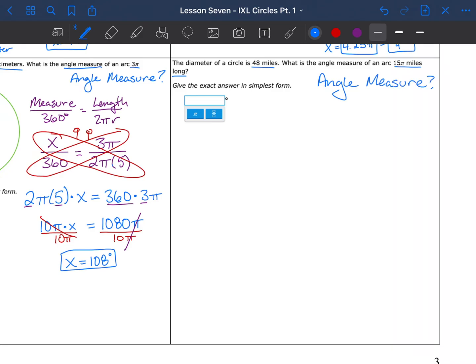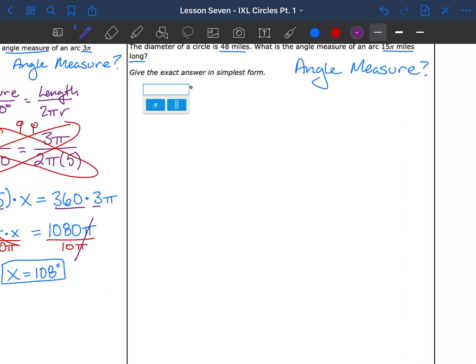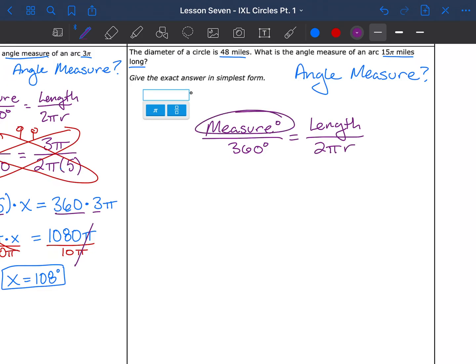Here, this one, we're not given a picture or diagram. That's okay. We know that it's part over whole, and we know that it's measure over 360, right? The part of the arc, measure over 360, the total rotation, that equals the part of the length, the arc length, over the total 2 pi r, the circumference. Okay. I'm looking for the measure, so that's what I'm trying to find. I'm going to make an x for that one.